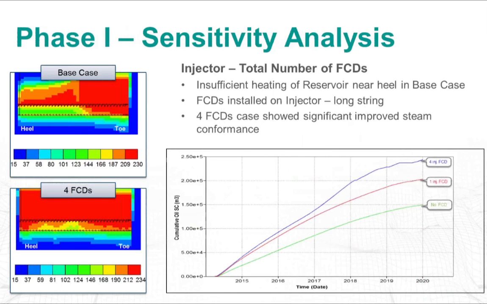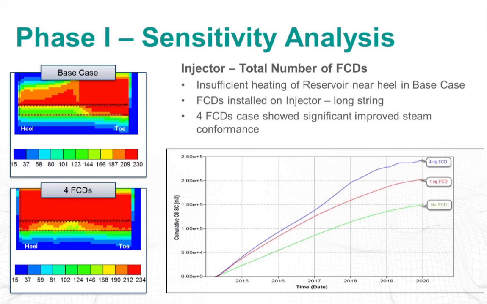In the first phase of this sensitivity analysis, the authors looked at the total number of FCDs in the injector well. As we can see on the left, there was insufficient heating of the reservoir near the heel in the base case, but by adding flow control devices, they were able to improve the steam chamber conformance, as you can see on the bottom left. This also reflected on the cumulative oil produced.